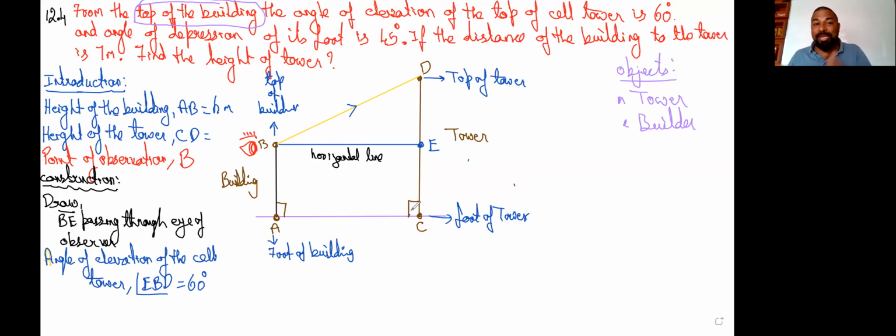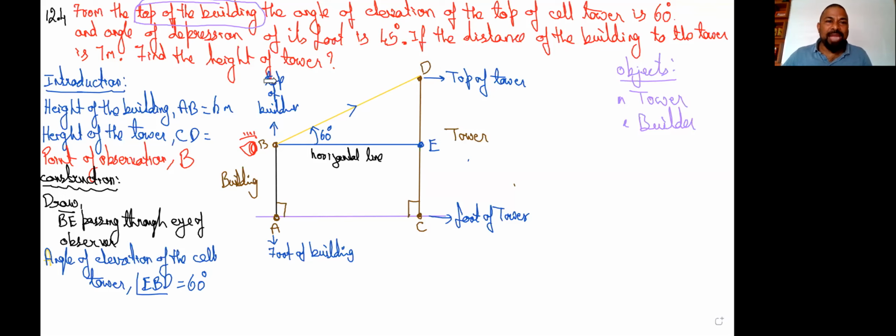This is the first point. I repeat, always start at the horizontal line. Start at E, center at B, reach the ending point, which is the top of the tower. This is the angle made at 60 degrees. Now, again, if you check the question, angle of depression to the foot of the building is 45 degrees.